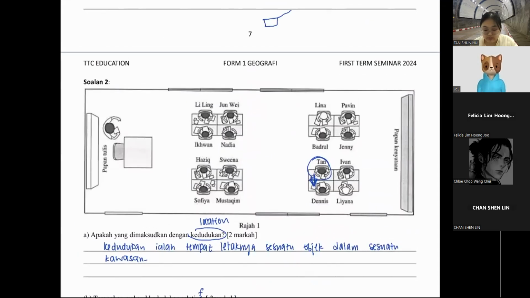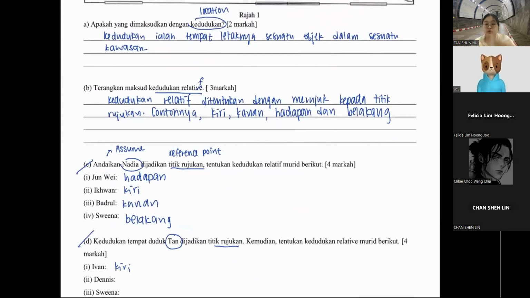Why? Because you need to think from Tan's perspective. Okay, in front of Tan, this is the front for Tan. Right? And this is the back for Tan. Okay, so this should be the left and the right for Tan. All right, so your answer will be kiri. Understand? It's not from your direction, it's from Tan's direction, because your reference is Tan. Okay, di kiri Tan. Understand?